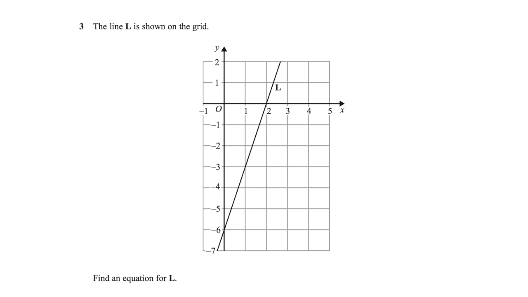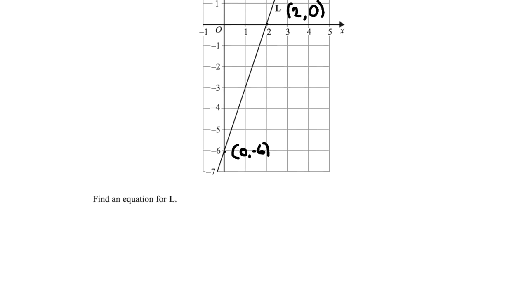Question 3. The line L is shown on the grid. Find an equation for L. So the first thing I need to do is select two points on the graph. I'm going to select this point over here, which is 2, 0. And this point over here, which is 0 and minus 6.